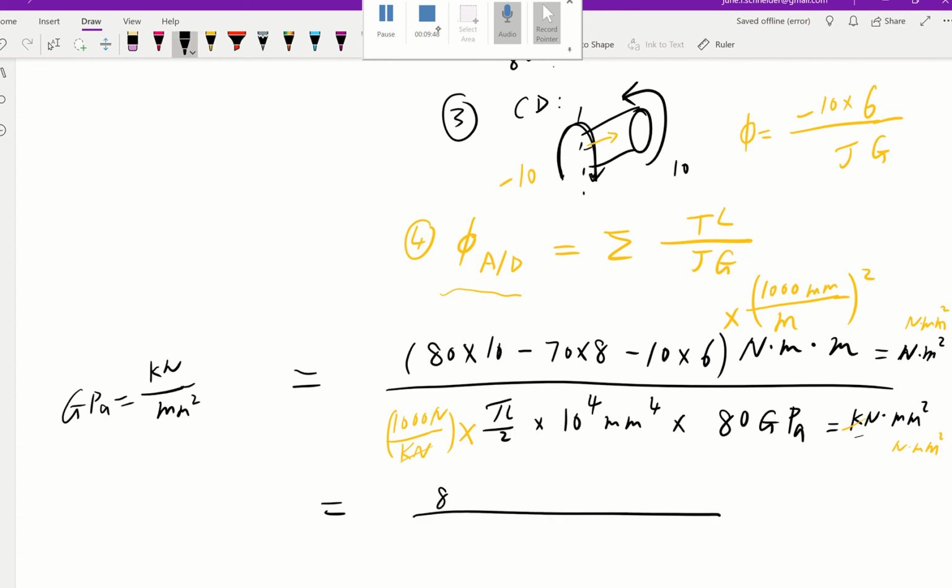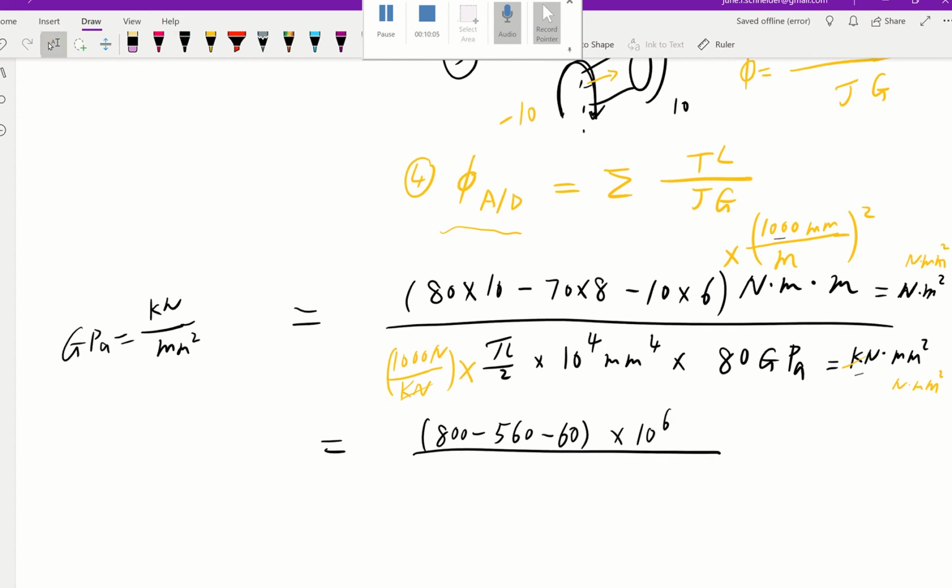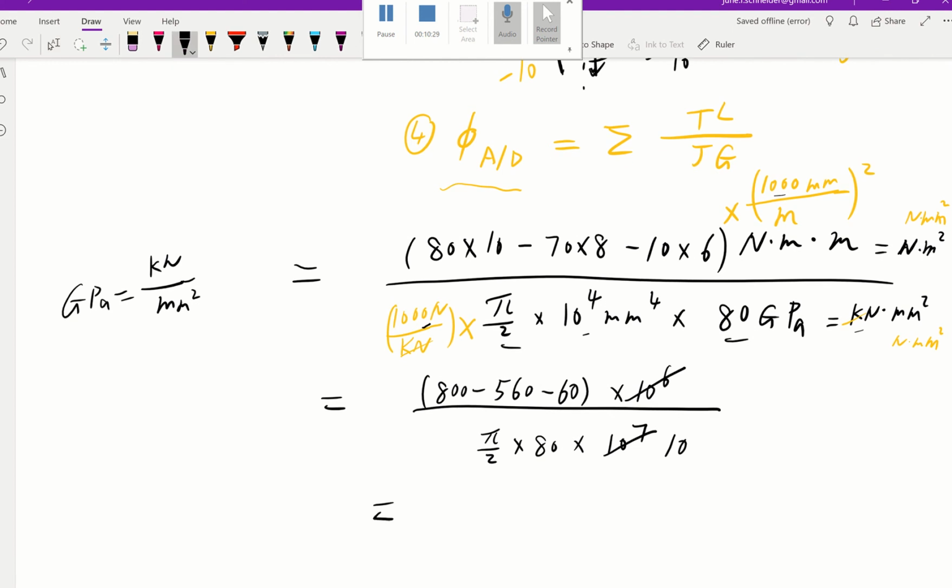So in that situation, to make it better looking, it's 800 minus 560 minus 60, right? Then we're going to times 10 to the power of 6 because it's 1000 squared. Then over here we'll have pi over 2 times 80, those two terms. And then we'll have 10 to the power of 3 here and 10 to the power of 7 together. That's going to be our answer. And then you can again cancel out. It's going to be just 10, and the rest is going to be our answer.